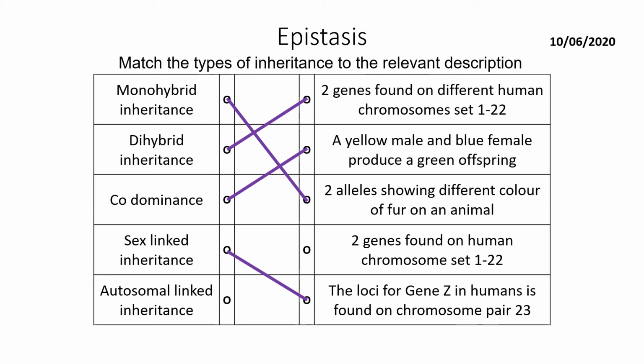So in dihybrid, you have two genes, but they're on different chromosomes and are independent of each other, whereas in autosomal linkage, we have two genes, but they are on the same chromosome.